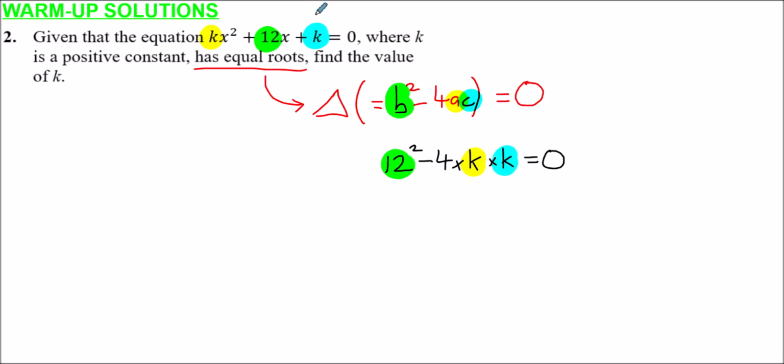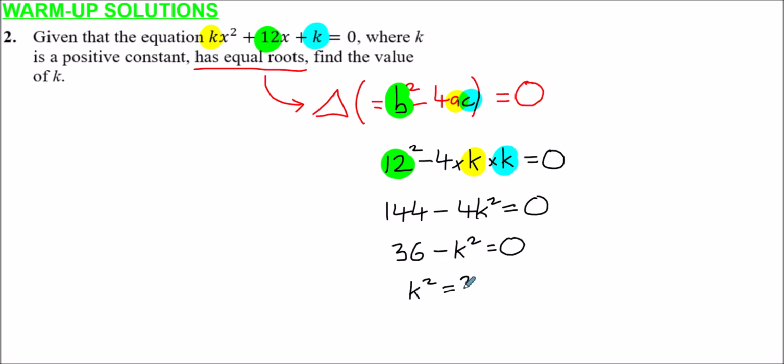So simplify this now. 12 squared is 144, and 4 multiplied by k times k is the same as 4k squared. That equals 0. Now, each of these numbers has a common factor of 4. So we can divide through all of this equation by 4 to arrive at 36 minus k squared equals 0. Make k squared the subject, we can see that k squared must be 36.